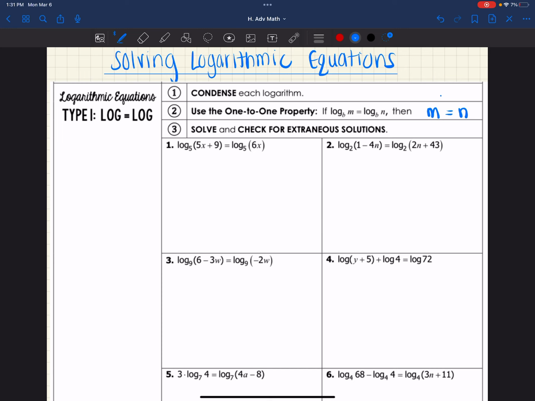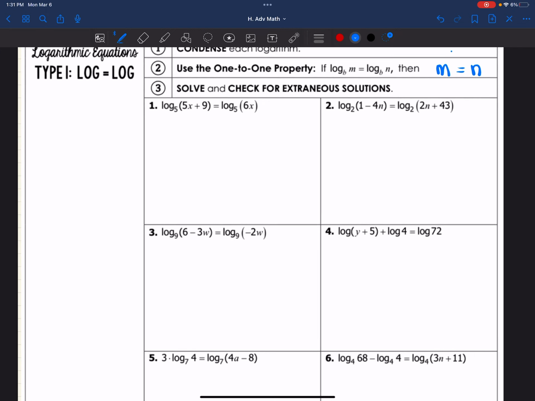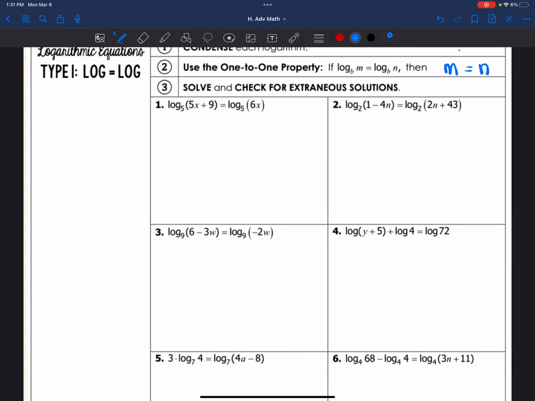So I will do 1 for you all, or maybe 2, and then you'll be expected to do the rest tomorrow in class. So for example, number 1, we have log base 5 of 5x plus 9 set equal to log base 5 of 6x. These 2 terms both have a log, and they both have the common base. So by definition, we can set 5x plus 9 equal to 6x, and then solve for x by subtracting 5x from both sides, and then you get 9 is equal to x. So your value of x is equal to 9.